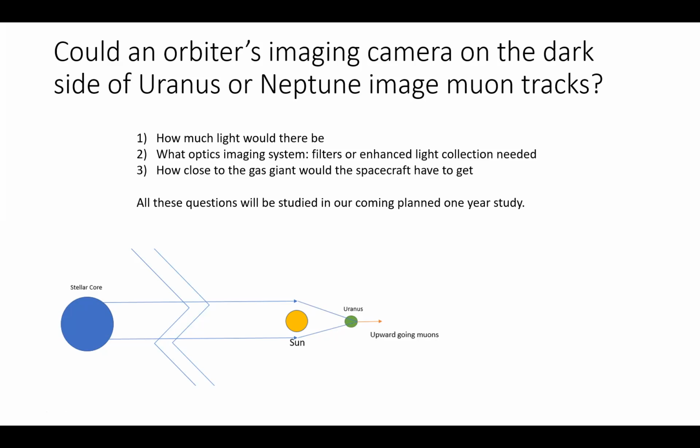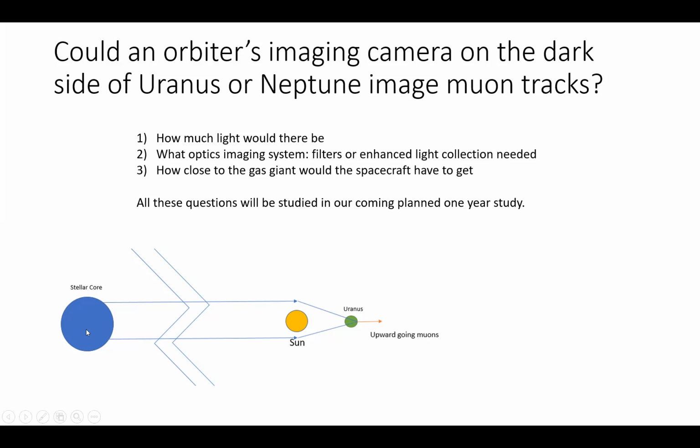And we'd like to answer some questions as we continue this study, such as how much light would there be in the atmosphere of the dark side of Neptune or Uranus from high energy neutrino conversions? What optics imaging systems would the orbiter need to have that they don't already take with them, such as filters or enhanced light collection power area? And how close to the gas giant would the spacecraft have to get to do some of this? Would it be a standard orbit from very far away, or do you have to get really close? All these questions are planned to be studied in our upcoming 1-year study.